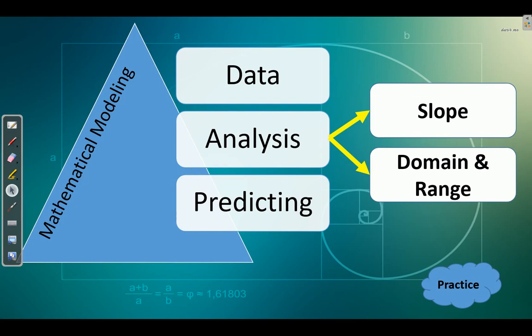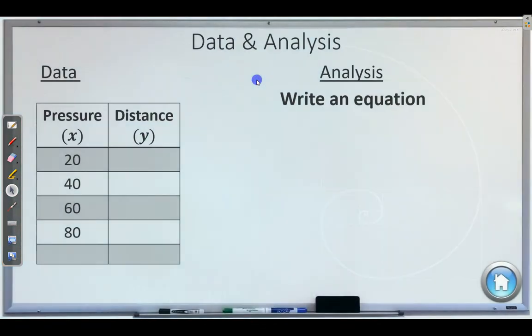We're going to do another sort of hypothetical experiment, and we're breaking this analysis, this mathematical modeling, into three pieces. We're going to take a look at the data. We're going to analyze that data by writing an equation, and then we're going to take a special look at analyzing the slope and the domain and range. And once we have our model, we can then make some predictions. So that's sort of our roadmap there. So first, let's take a look at our data.